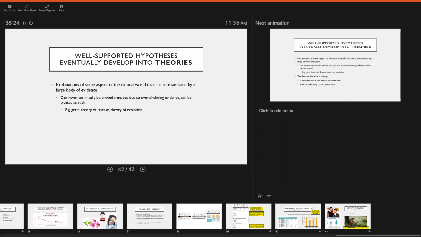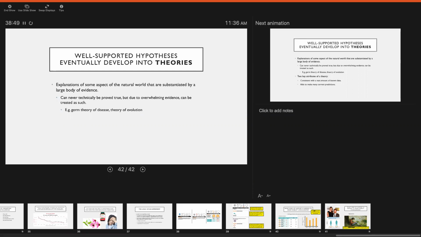We can observe that a person with a disease has the germs, and if a person without the disease gets the germs, that they get sick, right? This is a huge body of evidence supporting this theory. And this is what we mean by theory. We don't mean an educated guess here. We mean something that is basically fact, but we can't say is fact because of the way that biology works.